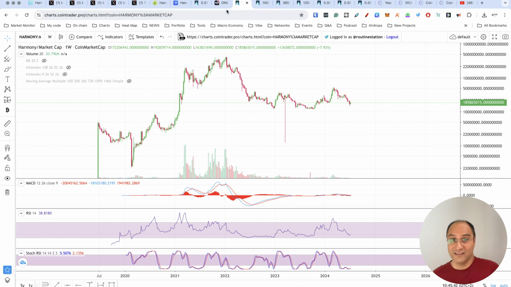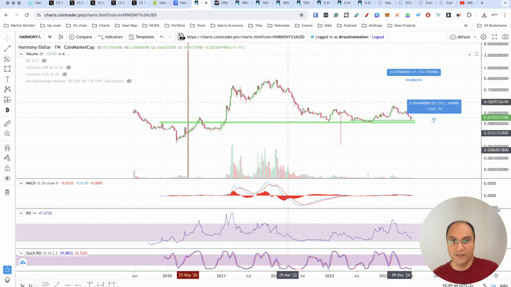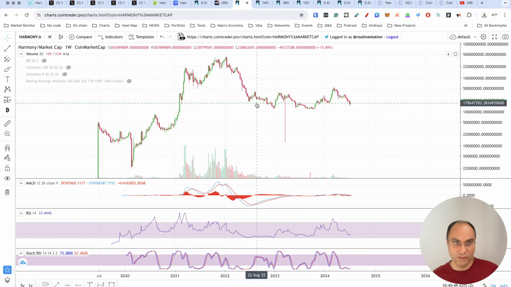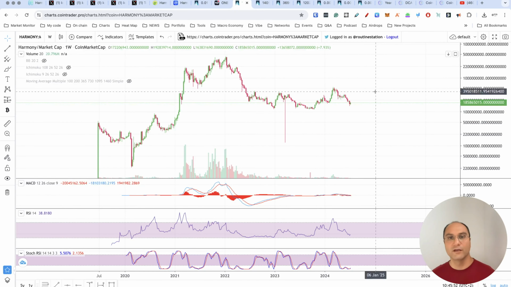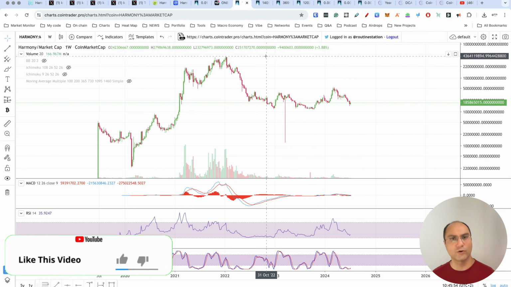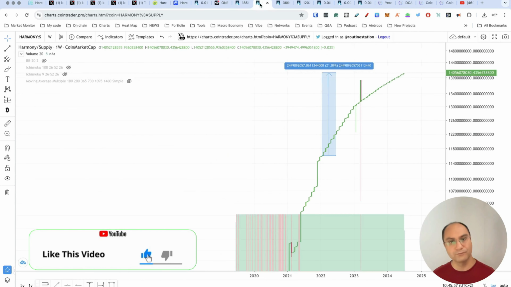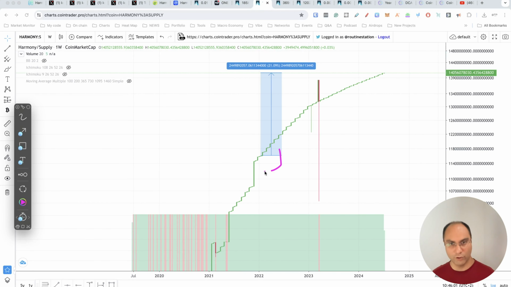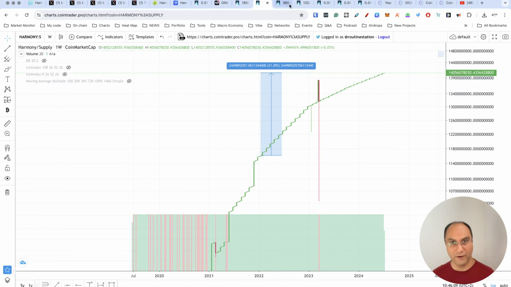You can see it's not the same as the price chart, but we can find great similarity between these two charts. Harmony topped around a $4 billion market cap. And this is the supply of Harmony from the last market all-time high until now. It's inflated only 21%, just for comparison.